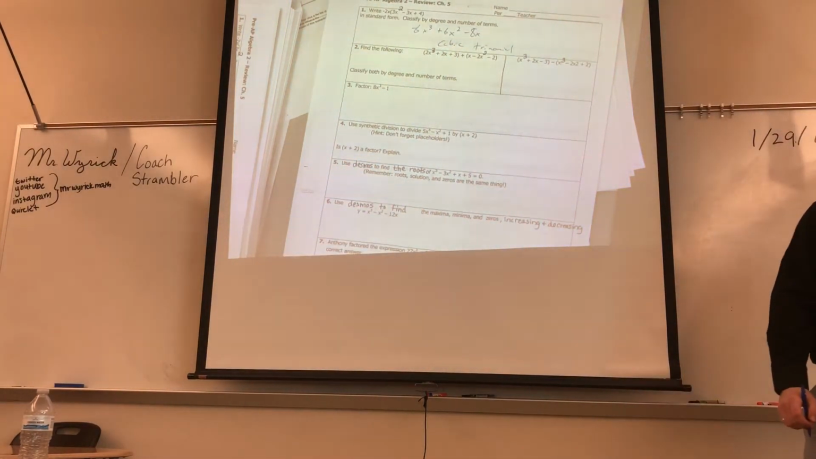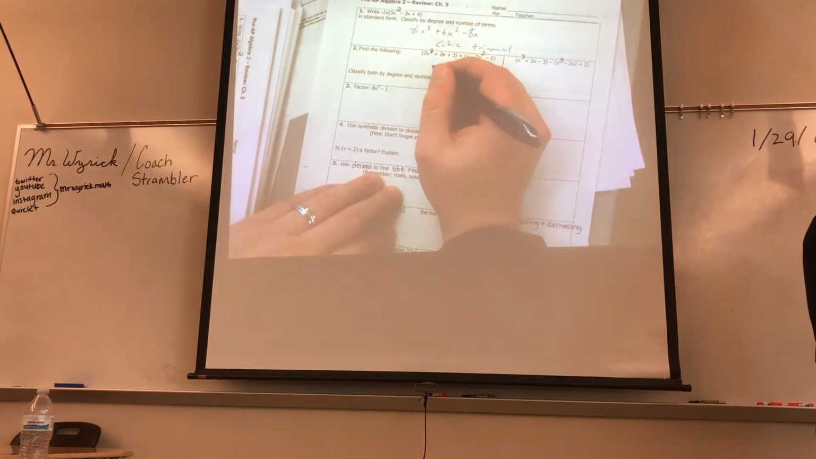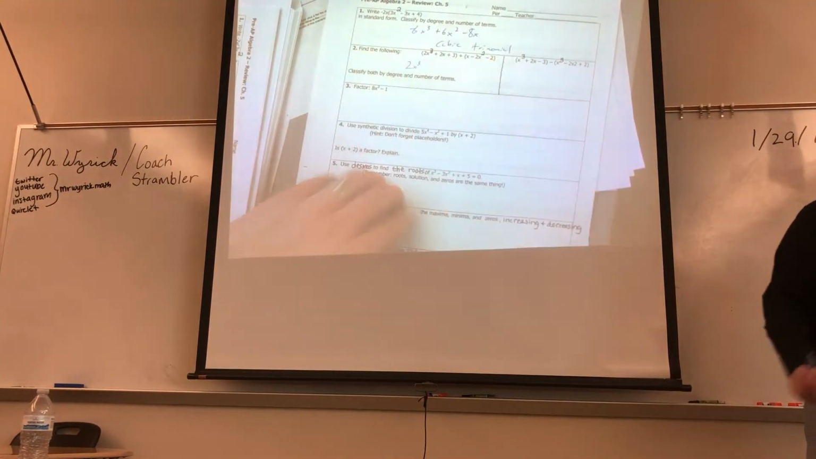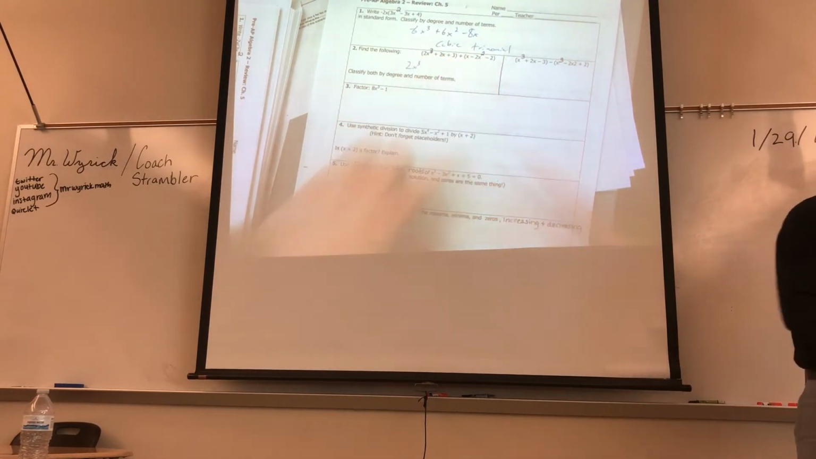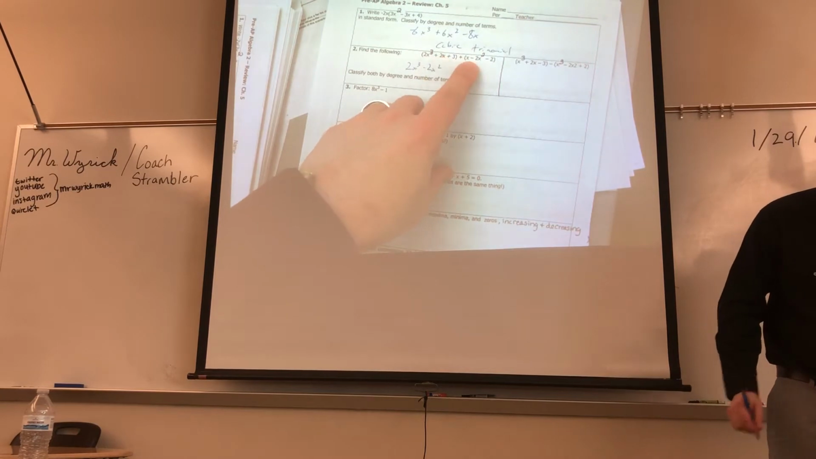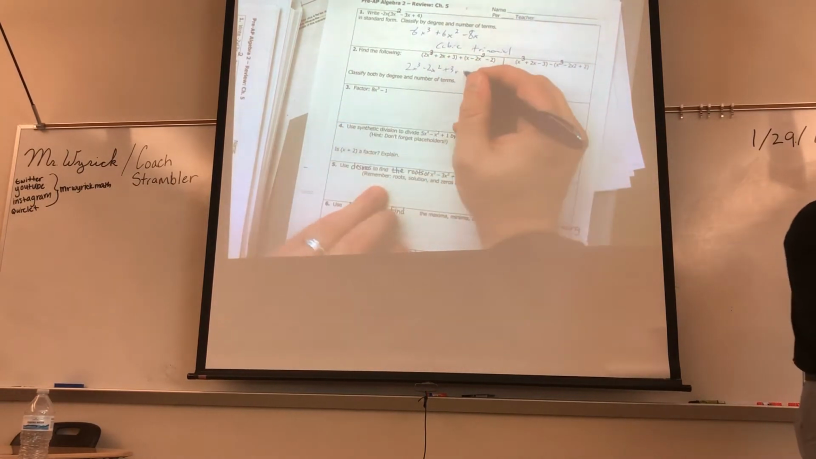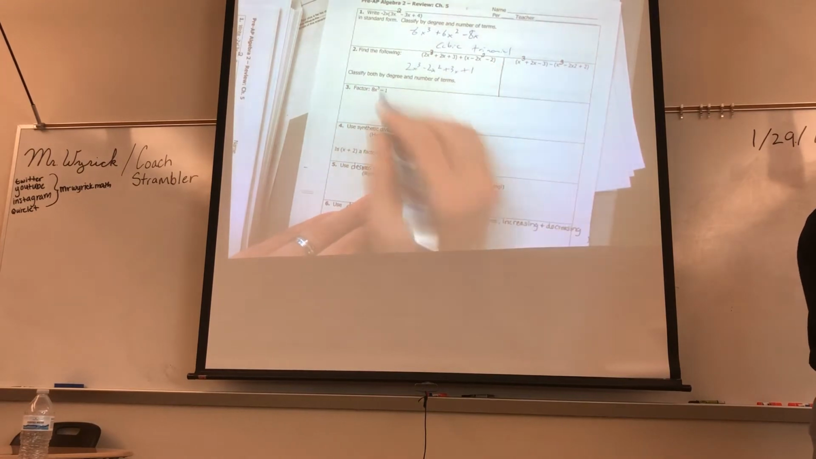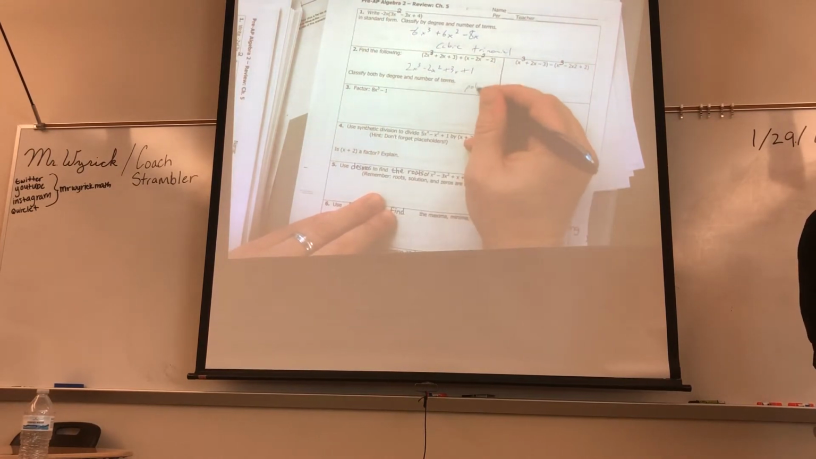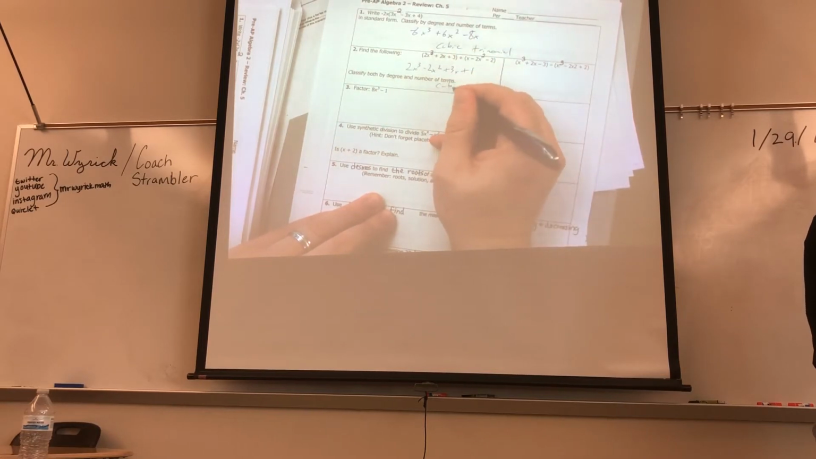On number 2, find the following. 2x cubed plus nothing else cubed is 2x cubed. This minus 2x squared doesn't change, so minus 2x squared. 2x plus another x would be 3x. And then 3 minus 2 would be 1. There's 4 terms, so it's a polynomial. And x to the third, it's cubic.